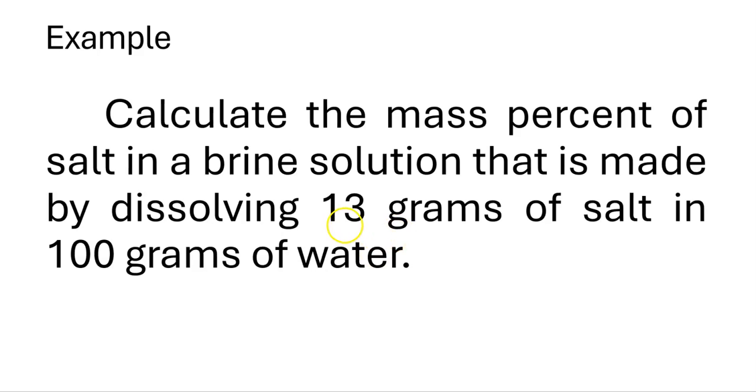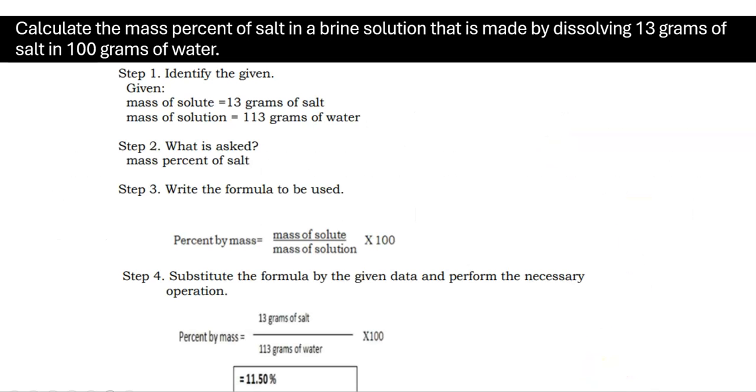So based on the problem, we have here 13 grams given of salt and 100 grams of water. Between the two, 13 grams of salt is the solute and the 100 grams of water is the solvent. So we are looking for the mass percent. Let's answer this problem step by step.